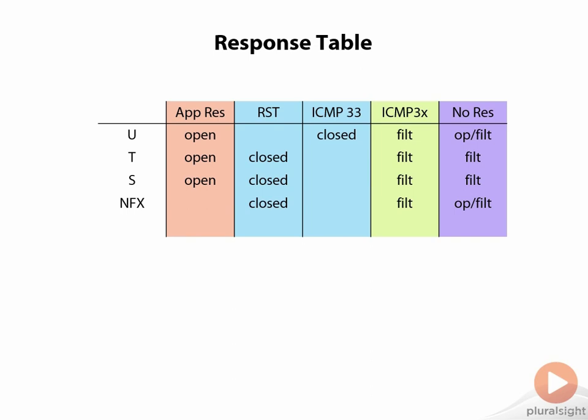Here's our updated table. Because the N, F, and X scans will never identify an open port, they are of limited usefulness. A few situations where they might be of use are when working through packet filtering firewalls and attempting to avoid IDS detection. Even so, they should be used as a last resort.